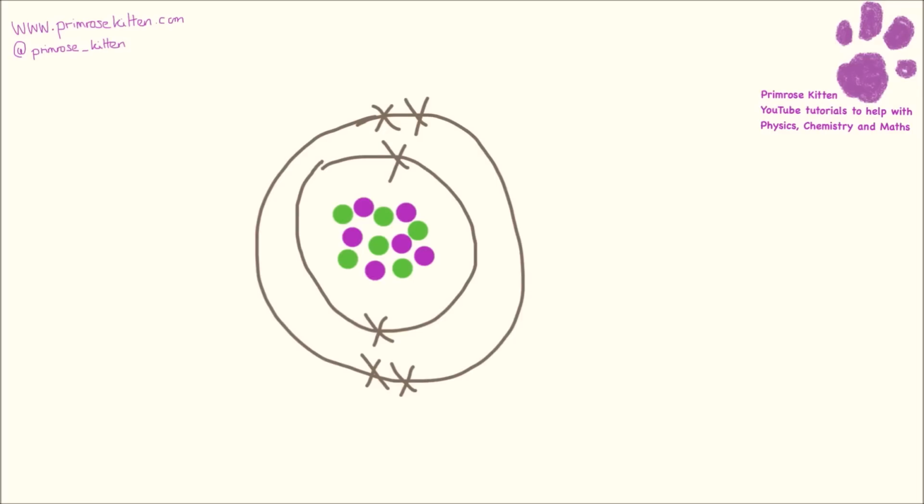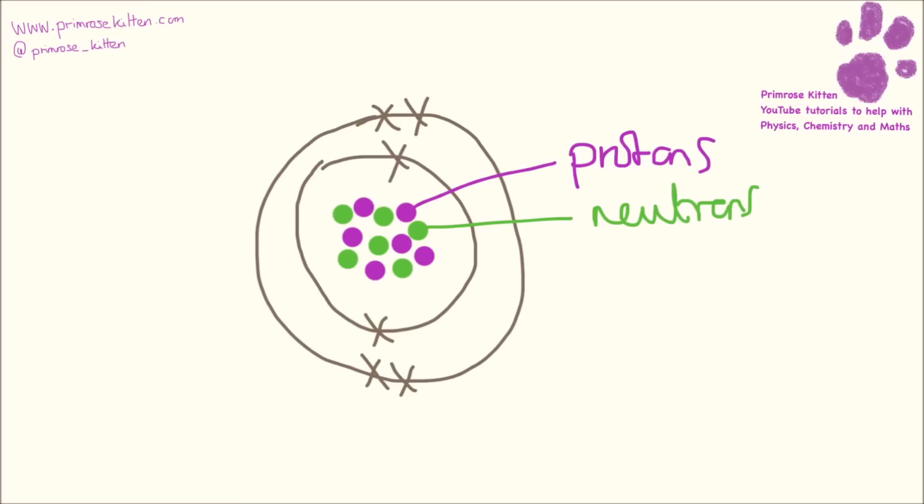Now in an atom, we have several things. In the nucleus, we have protons, we have neutrons, and then all around the outside in shells we have electrons. Now this is a really fake drawing because the size of the nucleus is tiny compared to the massive size of the shells, but I can't really draw it like that because my screen's not big enough.